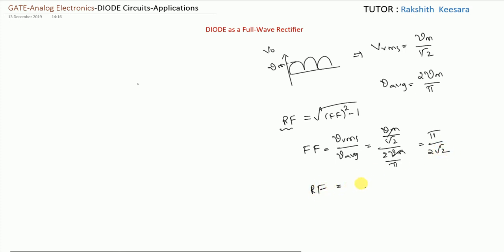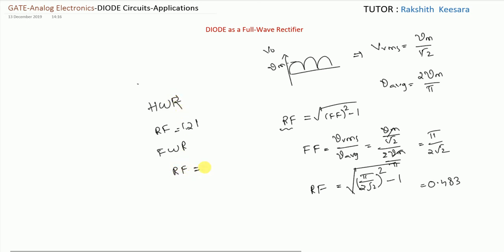So what is the ripple factor? Root over (pi by 2 root 2) whole square minus 1. I am getting this as 0.483. See, if you observe the half wave rectifier, we got ripple factor as 1.21. In full wave rectifier, ripple factor is 0.483. For ideal DC, ripple factor should be 0. So now tell me friends, which is best, either half wave or full wave? Obviously full wave is best because we are getting less ripple factor. It's only 48.3%. So we should remove this also by using filters that we will discuss at last. So this is the analysis of the full wave rectifier, guys.